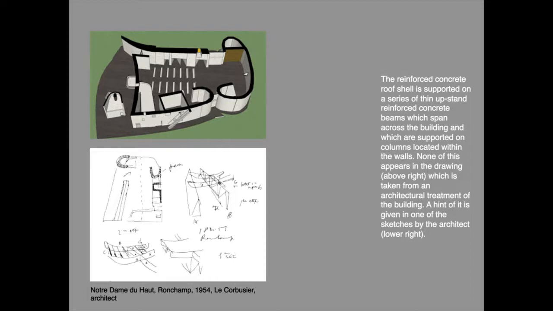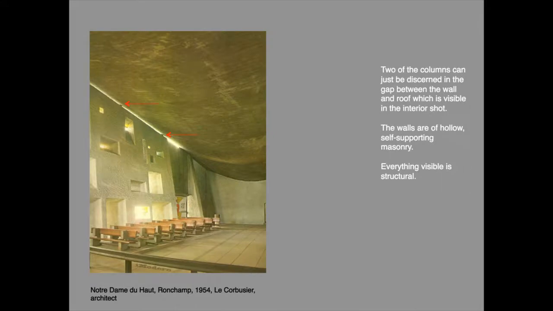The roof slab is attached to the undersides of the beams, which are concealed behind upwardly sloping edges of the slab. The walls of the building do not, therefore, support the roof. The columns that do support the roof can just be seen here in the gap between the top of the wall and the underside of the roof slab.